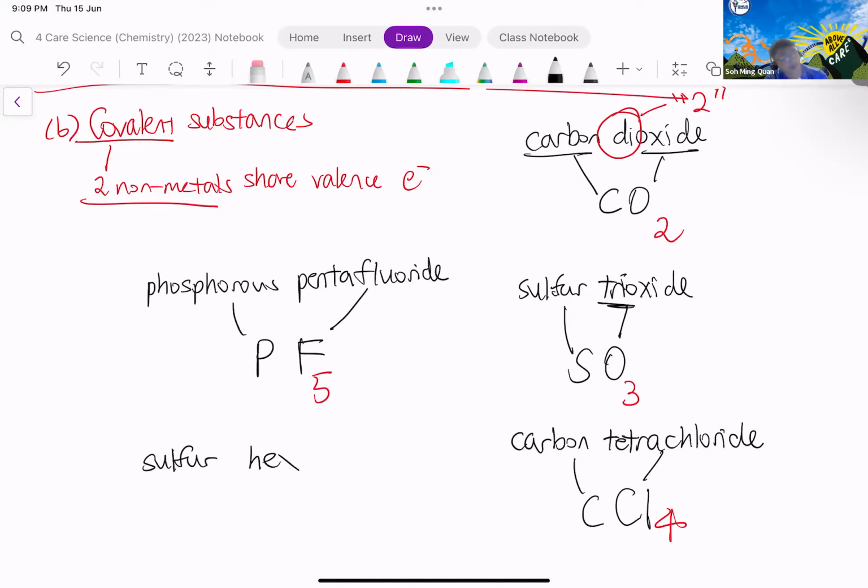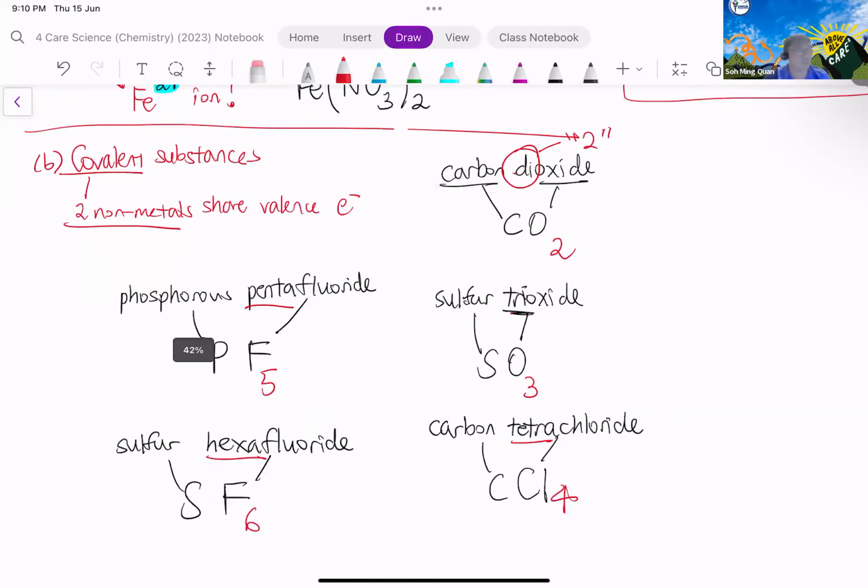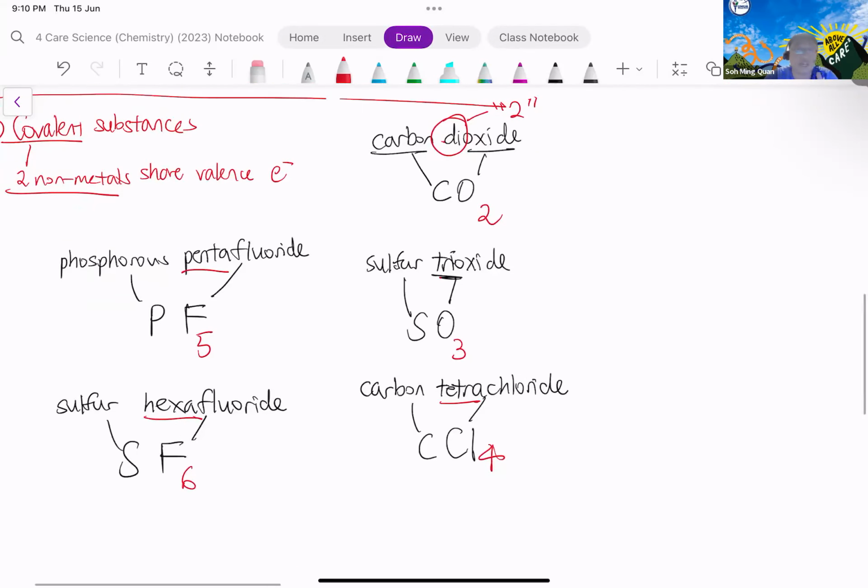Sulfur hexafluoride. So again, you can imagine sulfur, fluoride is F, hexa means 6. So di, tri, tetra, penta, hexa. The prefixes basically tell you how to write the formula. Now, this is very helpful. Basically, covalent substance is super easy to write. You just need to know how to write the prefix. Okay?